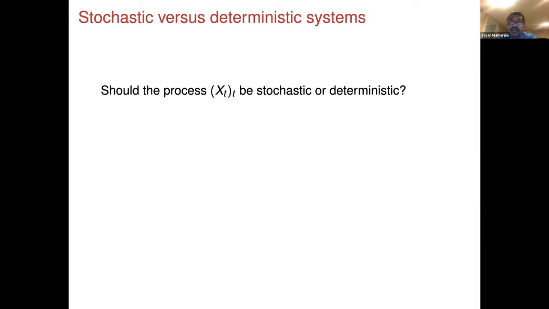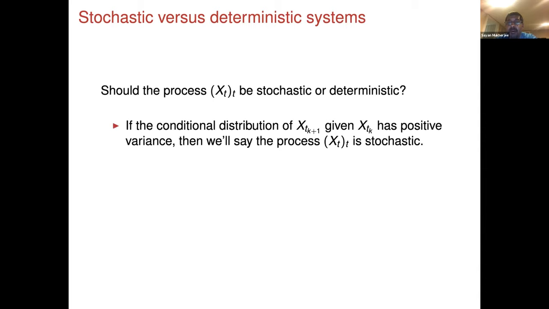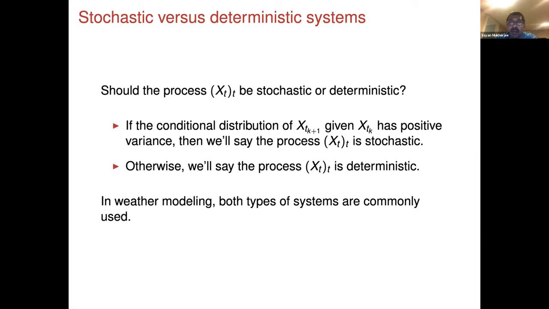Now, often we think about these processes as stochastic. If X has positive variance, it's stochastic. What happens if it has zero variance? What happens if it's deterministic? In weather modeling, as well as in microbial ecology, both deterministic and stochastic methods are used. And today we're going to focus on the deterministic setting.